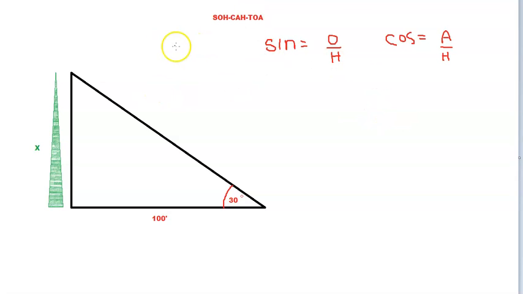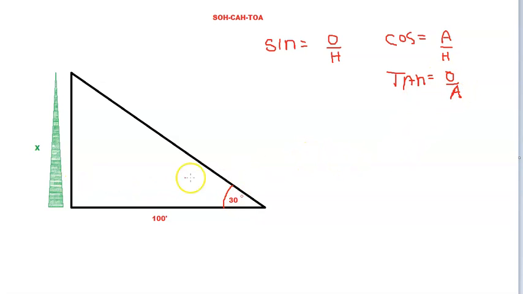TOA is tangent equals opposite over adjacent. Okay, let's take a look. We know our angle. We know adjacent is 100. We want to find opposite. Okay, we can do this. This is the one we know because our unknown is in here. We have one known. We have the angle, so we can figure it out.